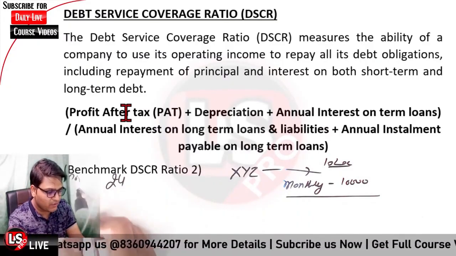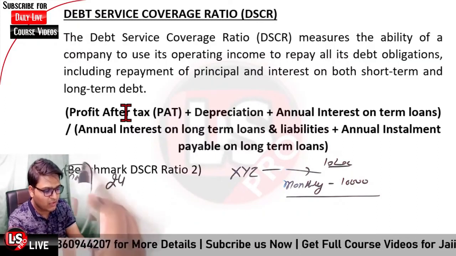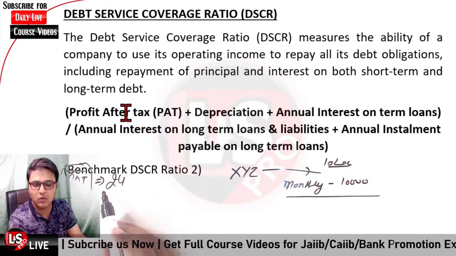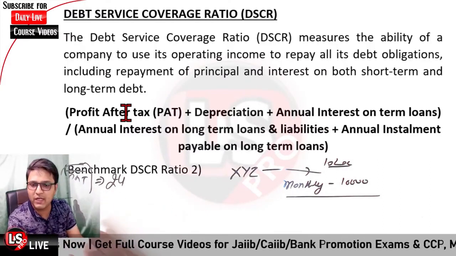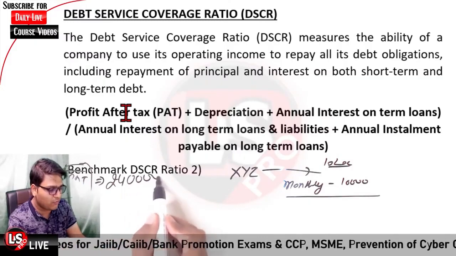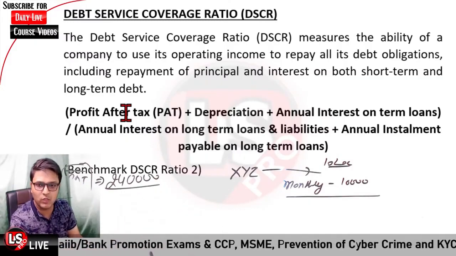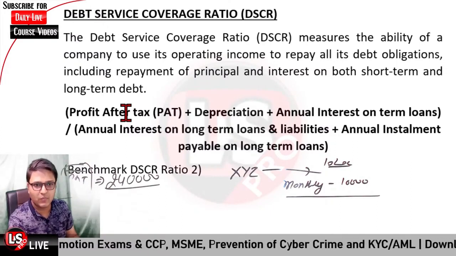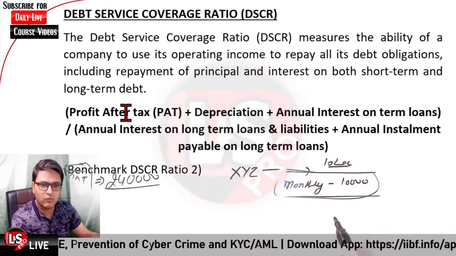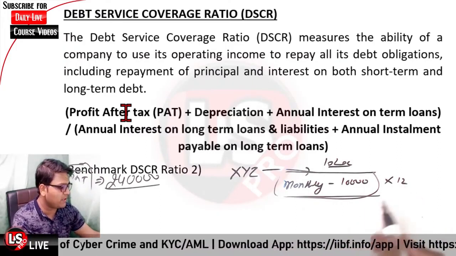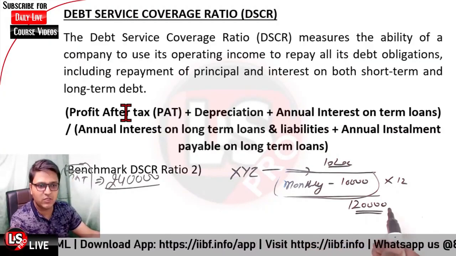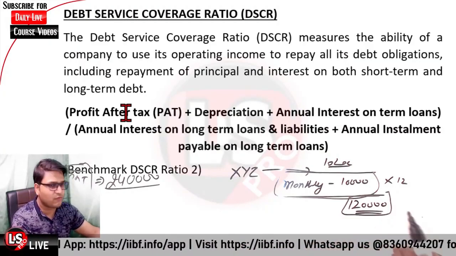Now we know the terms regarding PAT. Where do we read about it? Under the profit and loss account. So PAT is given to be 2,40,000, and the yearly installment amount would be multiplied by 12, which is 1,20,000, the amount to be paid in the form of installments.